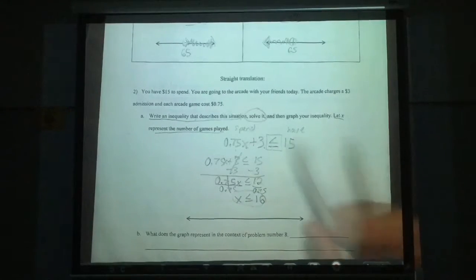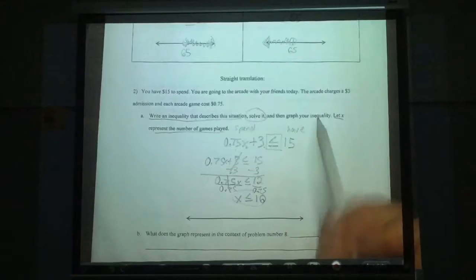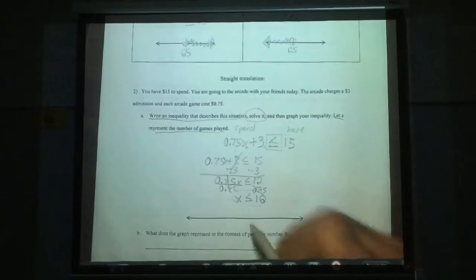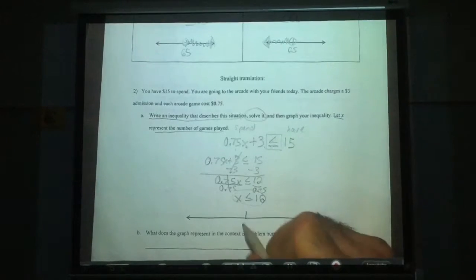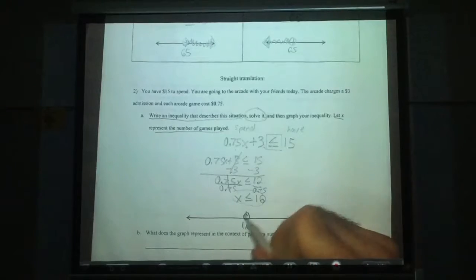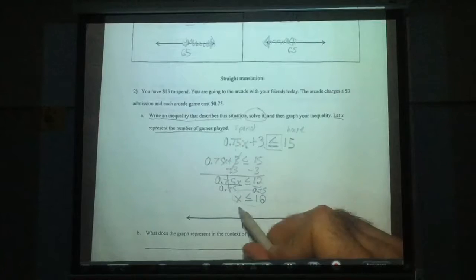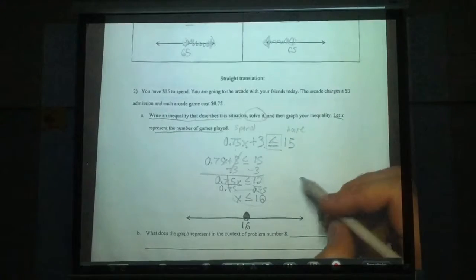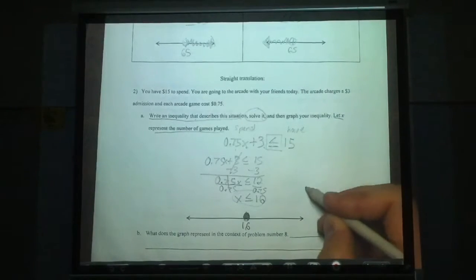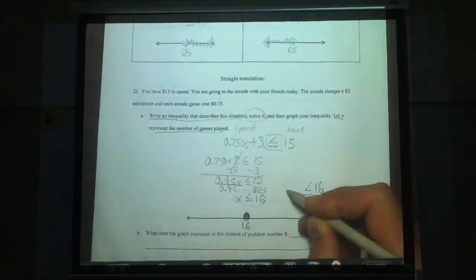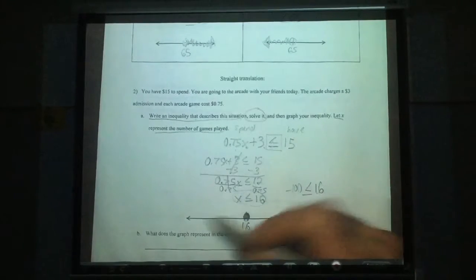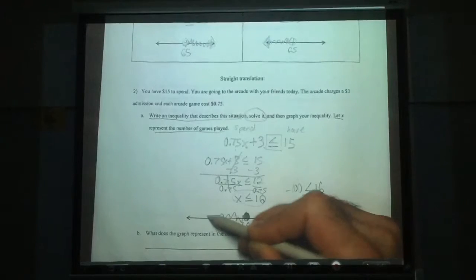Alright? Now, the next part of this is that you have to graph it. And we already have experience doing that. We're going to go ahead and put the 16 there with a closed circle because it's okay to play 16 games. And then we're going to go ahead and put in a test point to find out what type to shade. So something has to be less than or equal to 16. We can put negative 100 in there. Negative 100 is on this side, so we're going to shade this side.